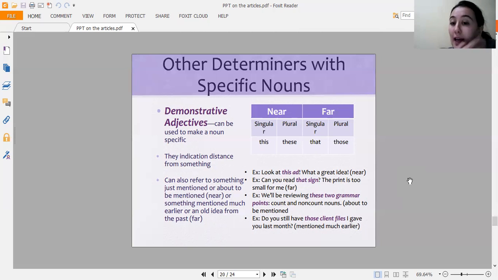So look at this ad. What a great idea. This is near, yes? This, because we can see it. Can you read that sign? This is far. That's why we can use that here. We'll be reviewing these 2 grammar points. This is about to be mentioned. And do you still have those clients' flight? This is mentioned much earlier.